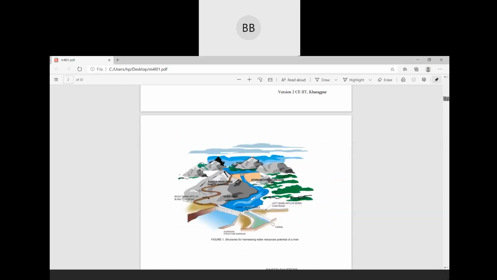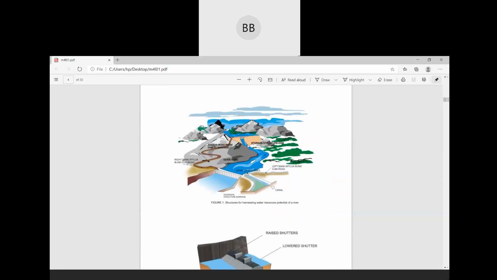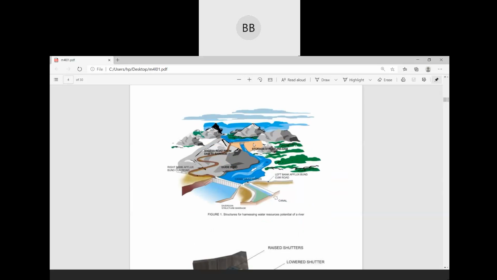Then we move on to this diagram. You can see here the river is coming from a hilly area, and we are constructing a dam first. When we construct the dam, we store water in the reservoir. So this is our storage structure, the dam. When we construct a dam, we release some amount of water to the downstream end, and we store the maximum amount of water in the upstream.